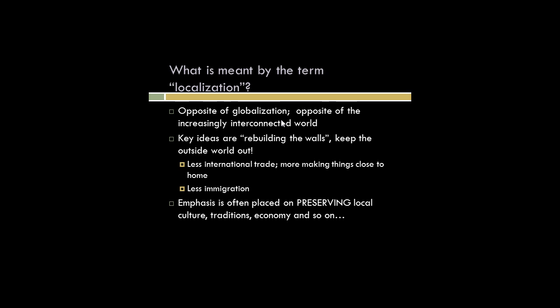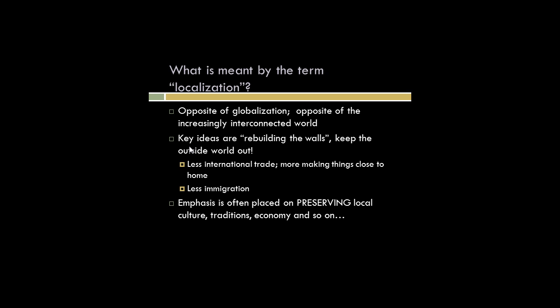In a way, localization is the exact opposite of globalization. So refresh your memory as to what globalization means. It means the world is becoming a smaller place, where borders are less important, and where we have increasing levels of mobility of people, goods, commodities, ideas, and culture. Well, if localization means the exact opposite, basically, therefore, it also means the exact opposite of this idea of an increasingly interconnected world.